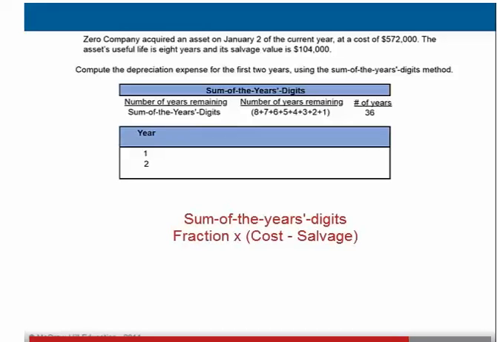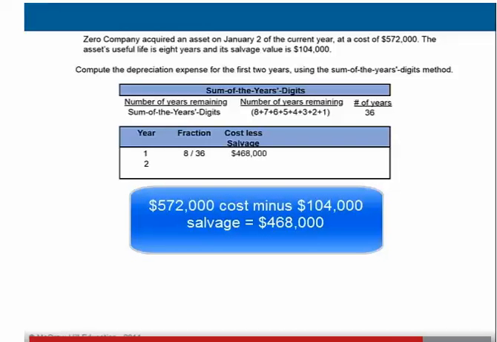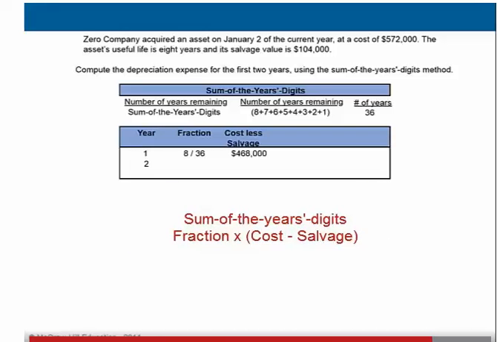In year 1, all 8 years are remaining. The fraction is 8/36. We multiply 8/36 by cost minus salvage, $468,000. $468,000 multiplied by 8 divided by 36 is depreciation expense in year 1 of $104,000. Accumulated depreciation at the end of year 1 is $104,000.